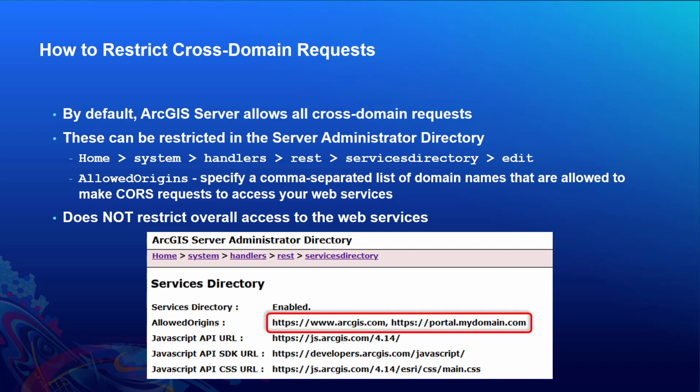Now keep in mind, this does not restrict overall access to the web services. This only impacts CORS requests, so think of this as another layer of protection. Also keep in mind that it is very easy for security scanners to identify if CORS requests are restricted or not, so it's important to update the list of allowed origins, if at all possible.